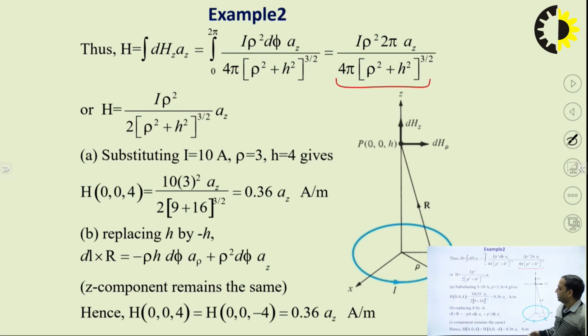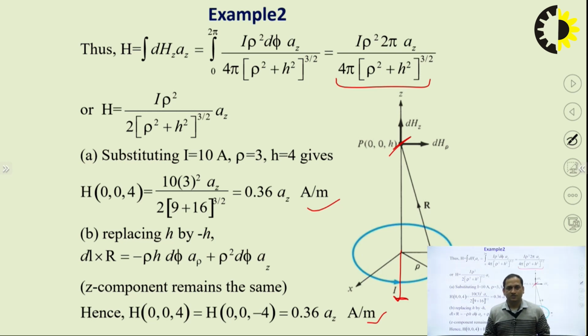Go through it and substitute the values of current, rho, h, then the final value you will get is 0.36 AZ, and at the other point you can get it by placing h with the minus sign. Then the same value you will get at the below side, at this point. So the values of magnetic field intensity will be the same at 0, 0, 4 and 0, 0, minus 4. This is the assignment for all of you. Please go through it. If you find any issue in it, please let me know. Thank you very much.